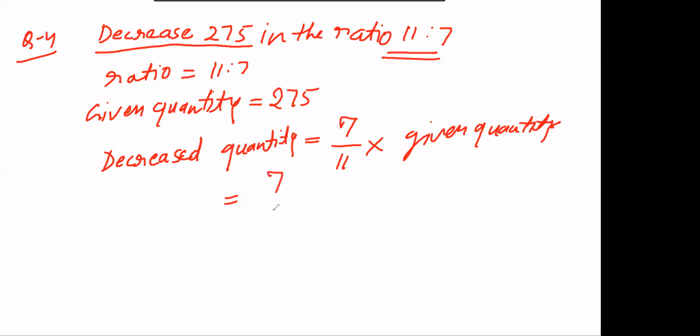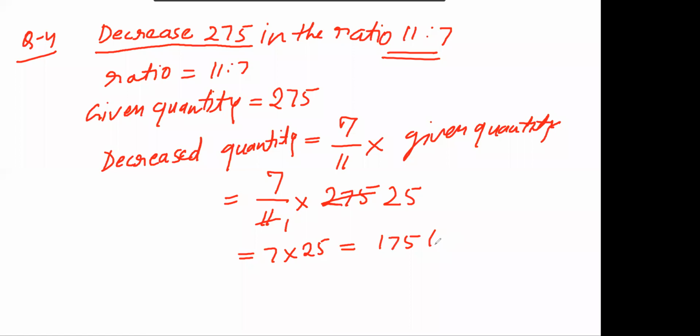So 7/11 into what was the given quantity? 275. 11 ones are 11, 11 twos are 22, 11 fives are 55. So 7 into 25, your answer is going to be 175. Very good, Jatin beta. Richa, it's 175 beta. Okay, is it clear? Fine.